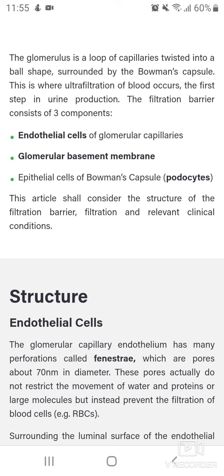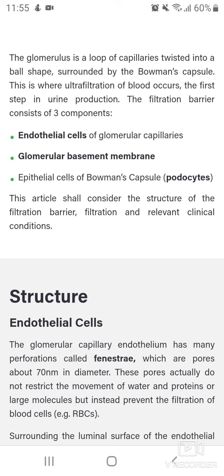In this video we are discussing about the part of nephron, that is glomerulus. What is glomerulus? Glomerulus is a loop of capillaries twisted into a bell shape surrounded by the Bowman's capsule. This is where ultrafiltration of blood occurs, the first step in urine production.